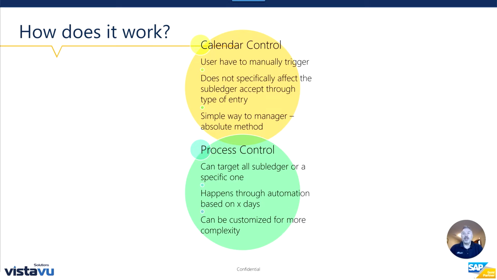Process control, on the other hand, because you've set it up in advance, the assumption here is you are managing your monthly close in a pretty consistent way. Yes, you can go in and extend the period, so you can modify it if you need to, but that's a manual step. So let's go in the system and have a look.